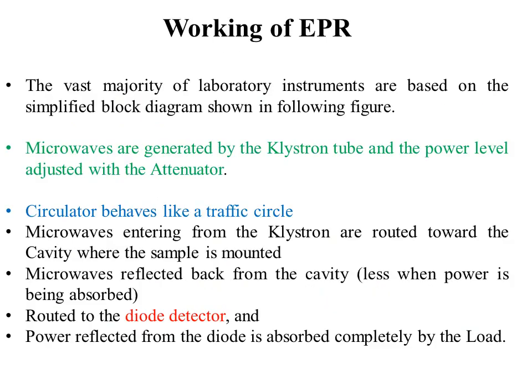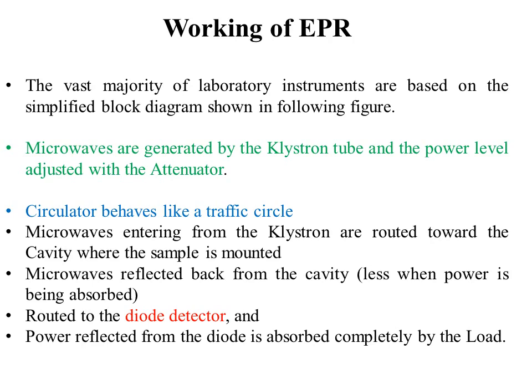Working of EPR. Although many spectrometer designs have been produced over the years, the vast majority of laboratory instruments are based on the simplified block diagram shown in the next slide. Microwaves are generated by the klystron tube and the power level is adjusted with the attenuator. Then there is a circulator that behaves like a traffic circle, or you can say a traffic roundabout.